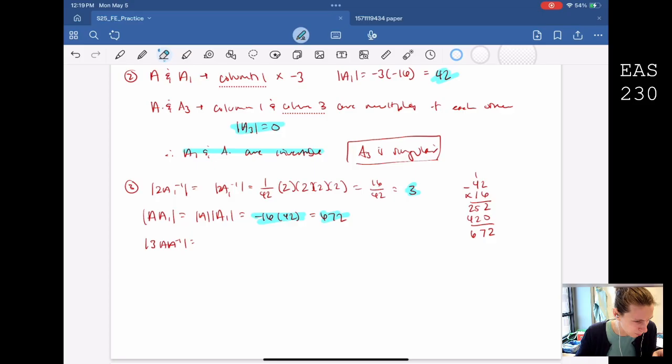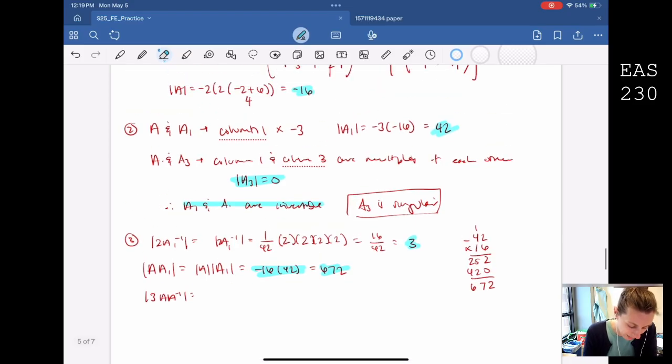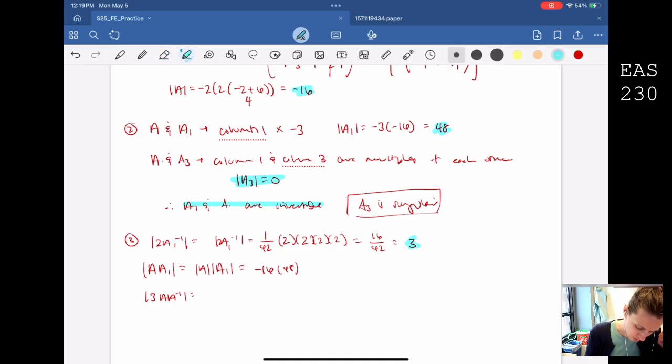I totally did my math incorrect as well. 48. There we go. 48. 3 times 6 is 18, not 12. Fun fact. Which means this is times 48. Which means this math is incorrect. And we'll just erase it and pretend it doesn't exist, and just write it like this. Negative 16 times 48.